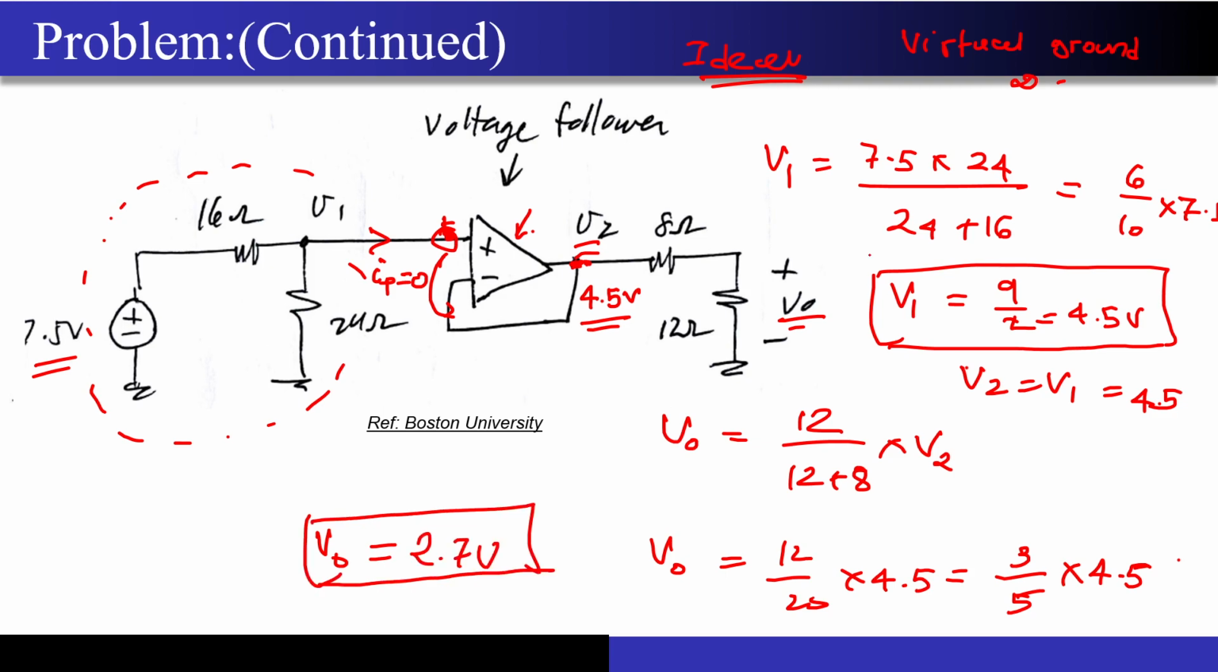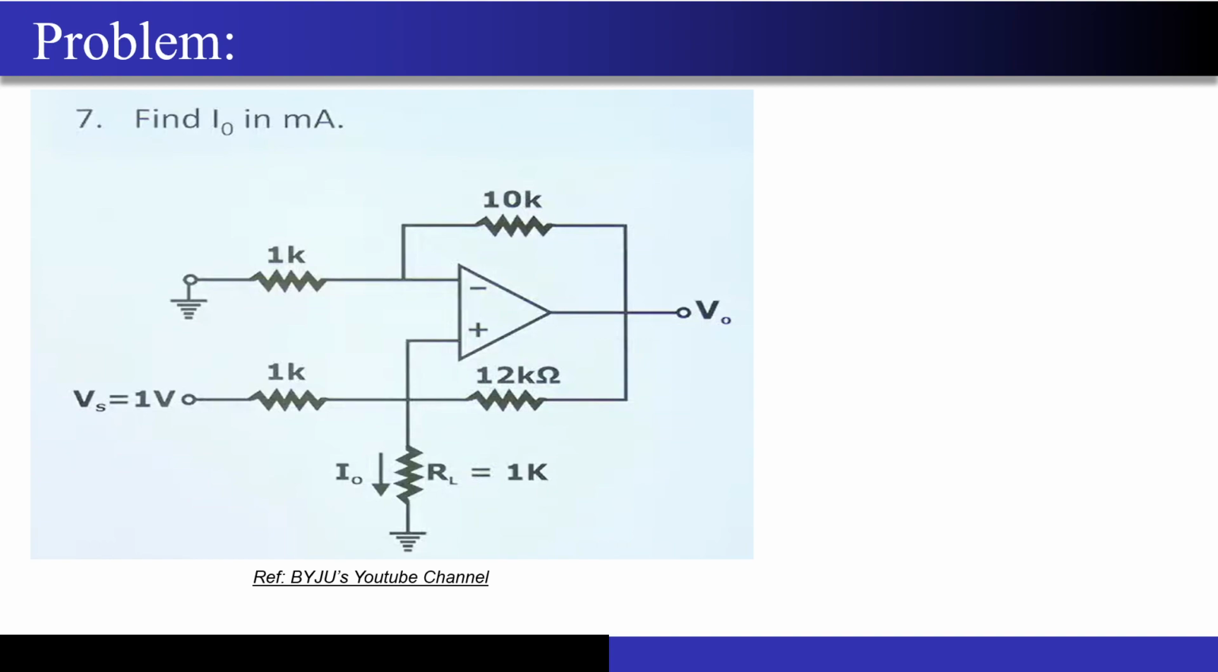Correct? So they just wanted us to calculate the value of V0, V2 as well as V1. This was a very easy question, but that's the way you do it, right? You start with the easy and just increase the difficulty slowly. Correct? So now let's look at this particular question.